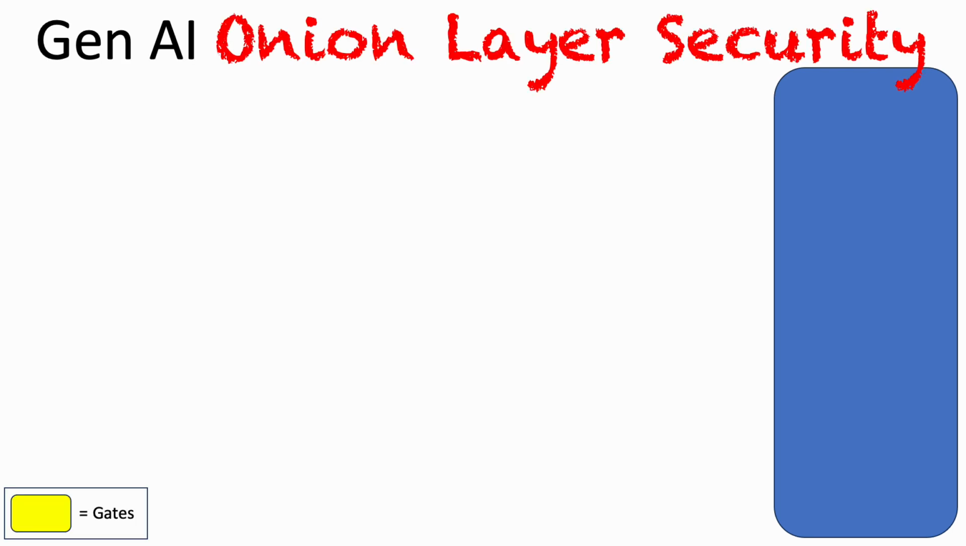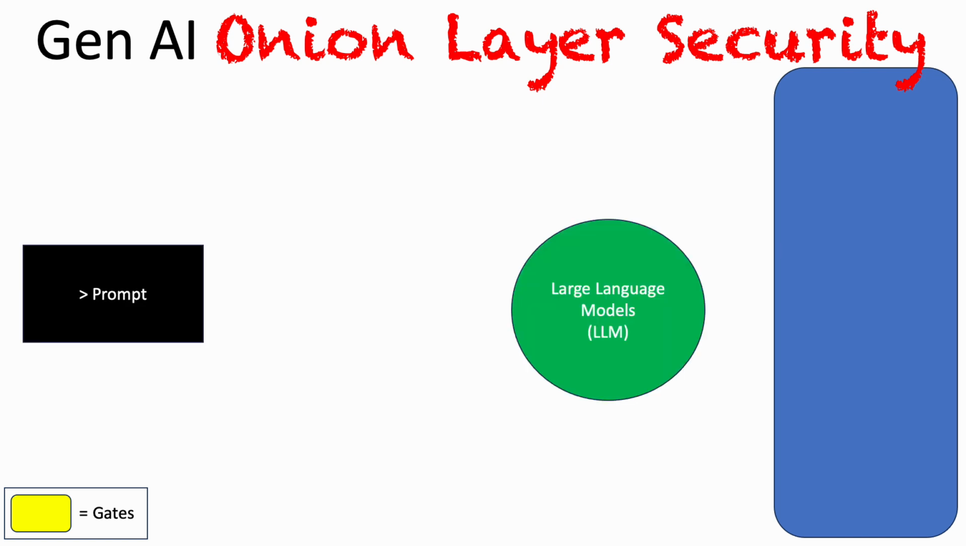In today's module, we're going to be looking at an onion layer approach to security for generative AI. This is an interesting concept because it's a little bit different to how we would do security, for example, in networking and applications, but at the same time, it's very similar. Okay, so first of all, let's look at our scenario.